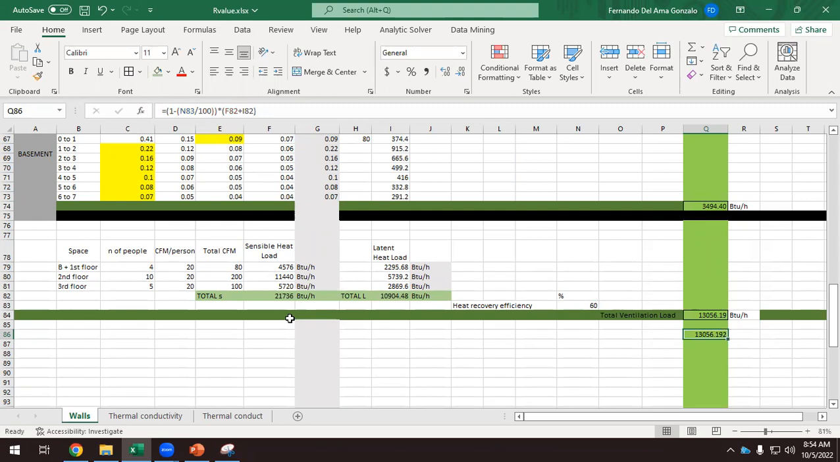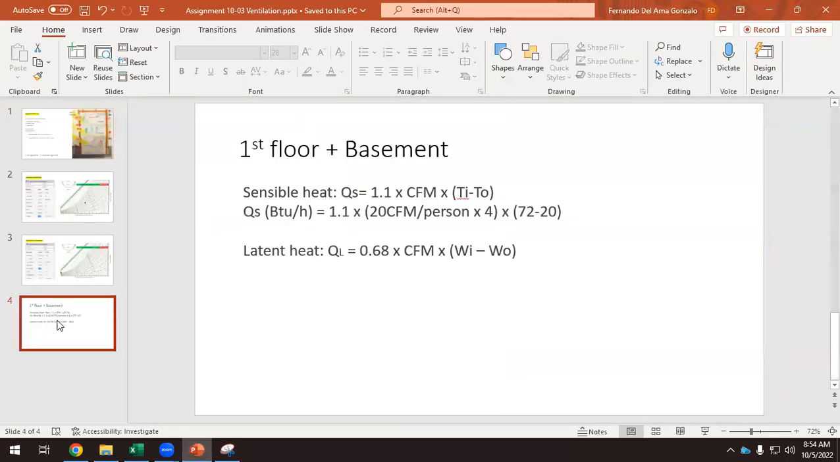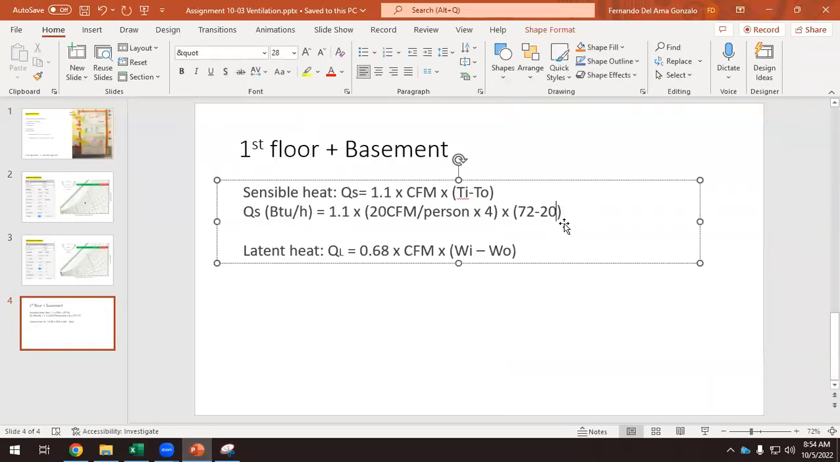Okay, so I'm going to write it down on the PowerPoint to understand what we are doing. Okay, so we ended up with the total. So here we have the basement.